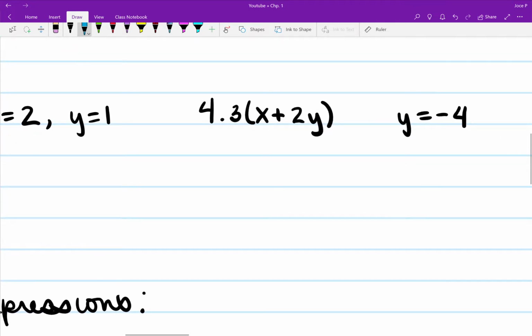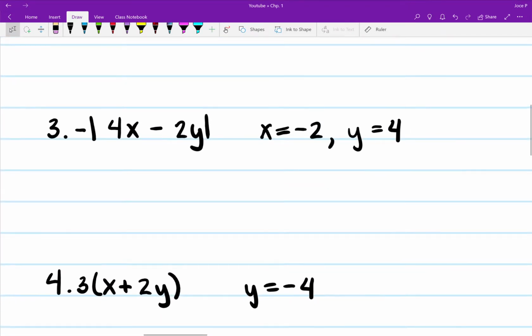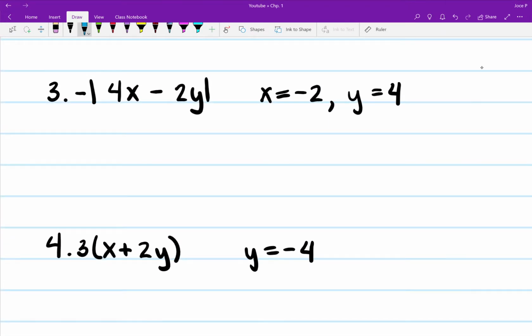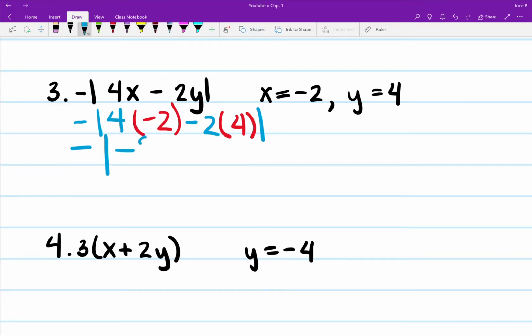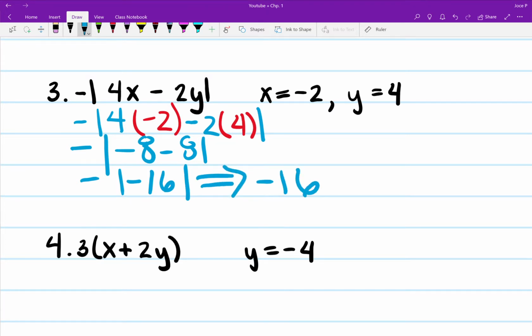Let's move on up. Here we have an absolute value one. Oh, we learned about absolute value last time. So we're going to keep the negative. Absolute value of 4 is the coefficient, times negative 2, the value of the variable x, minus 2 is a coefficient of y, which has a value of 4. Negative, and then negative absolute value of negative 8 minus another 8. Which is absolute value of negative 16, which then goes to negative 16.